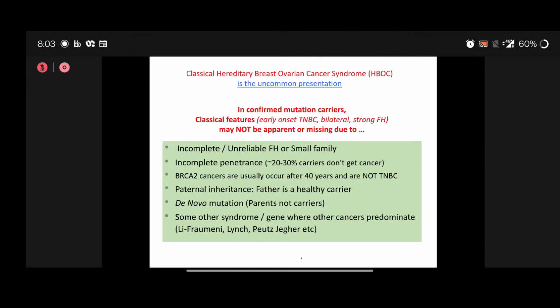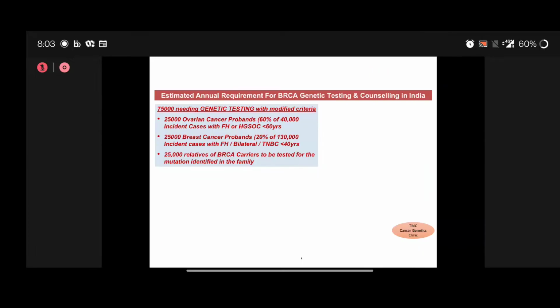So classical HBOC is what you think of: early onset, bilateral, triple negative. It is not the most common presentation, rather uncommon, because you have incomplete, unreliable family history and incomplete penetrance; 1/4 of mutation carriers do not develop cancer. And BRCA2 is generally not triple negative. Half the time it is coming from the father's side, who is a healthy carrier, or a de novo mutation, and many other syndromes.